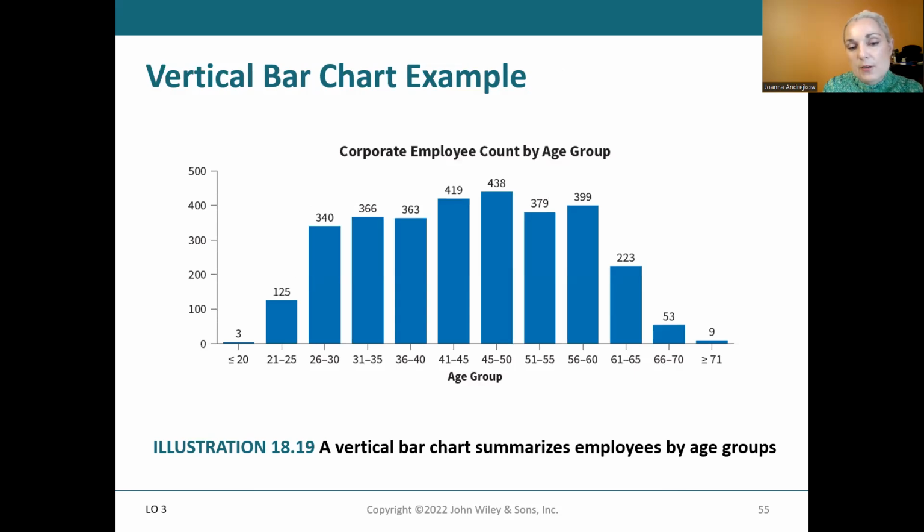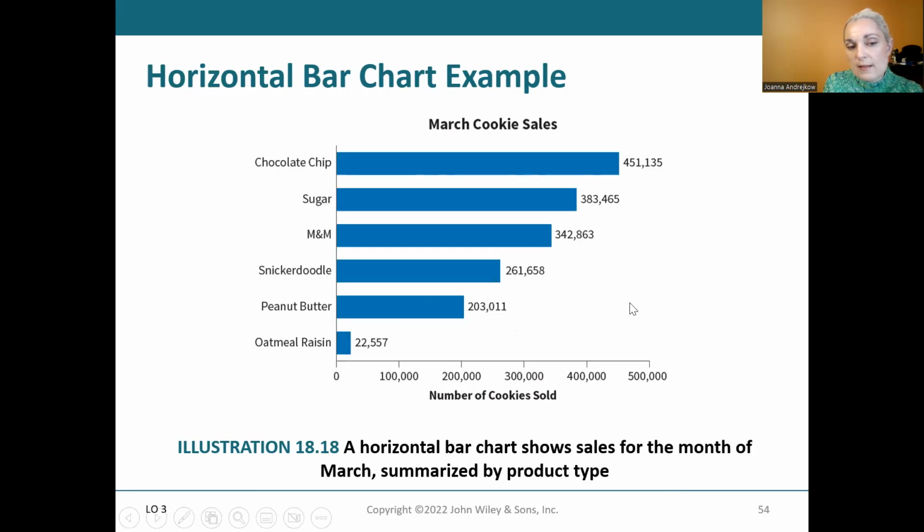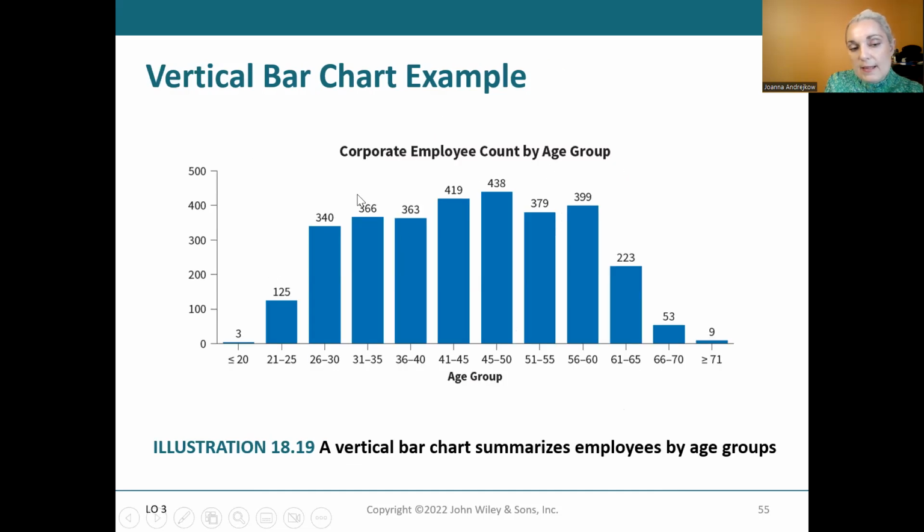And here is a vertical bar chart that summarizes employees by age. One thing that you can see with this bar chart versus this one is that this one is ordered based on number of sales from smallest to largest. And this one is grouped by the age ranges. So it's chronological. So you have people that are less than 20 to people that are more than 71.